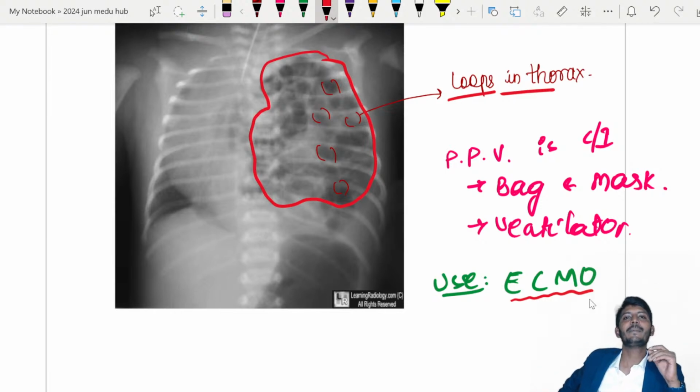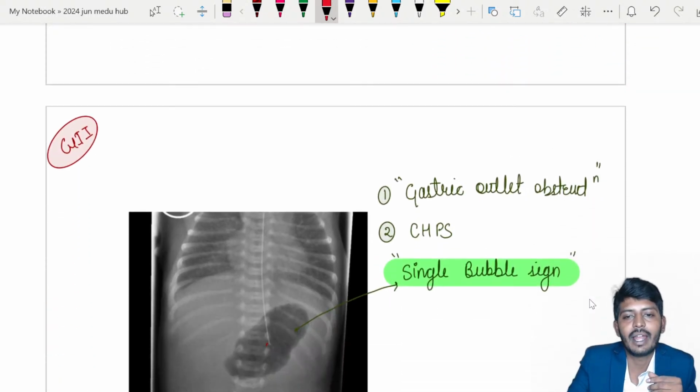ECMO means extracorporeal membrane oxygenation. Externally we have a machine, and all of you would have seen dialysis, right? In a dialysis machine, blood comes out continuously from one side, the machine filters all the waste products and puts the blood back into the patient. In the same way, we give oxygenation using an artificial machine, which is called ECMO.